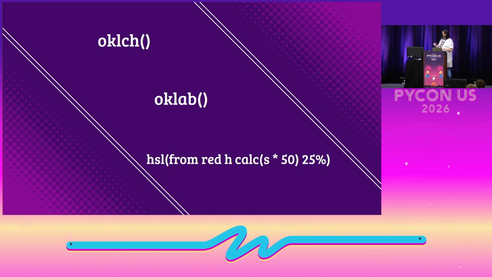Oh, and finally, we get this color from syntax, HSL from red, where H is equivalent to the hue value from our original color, S is from the saturation, and then the lightness. And as you can see, I can do calculations on those values, or I can just replace them entirely with my own values.